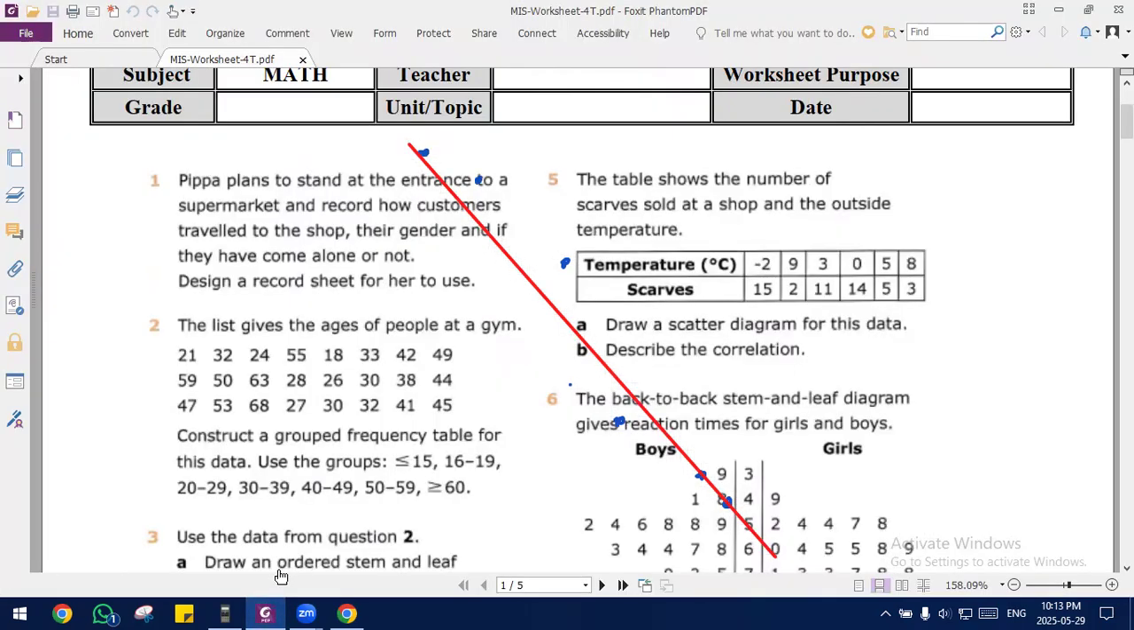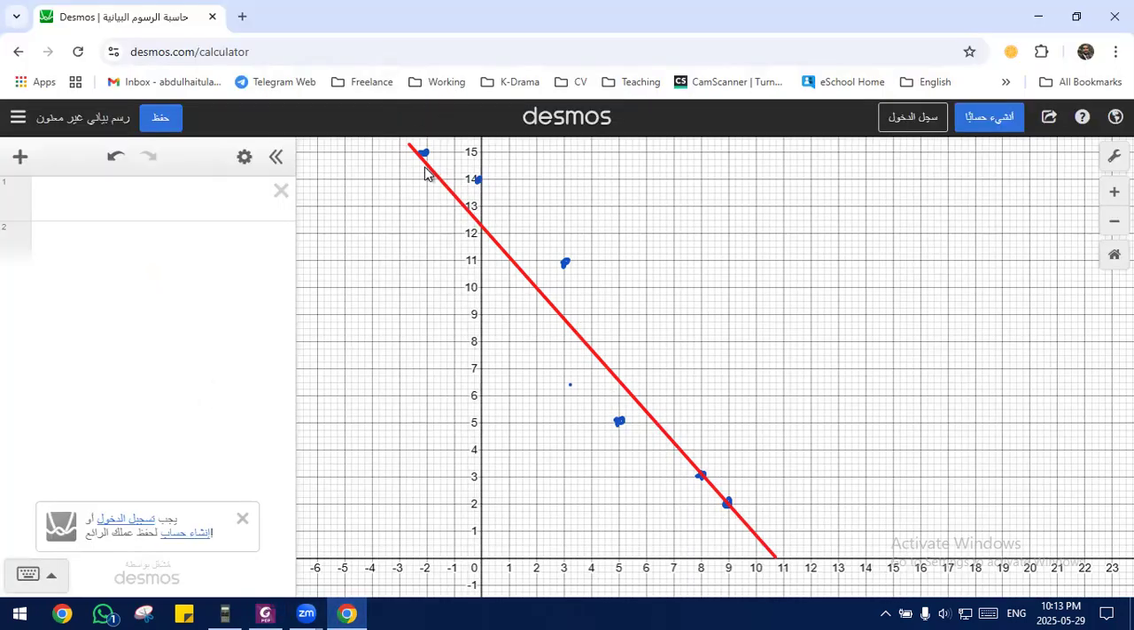It said describe the correlation, okay? Let's look at the graph again. Let's look at the line. We read it as I said in the class, like English, from left to right. From the left of this, from up, from left to right, what is happening? I'm going down. So here we say we have negative correlation because it's going down, okay? So we have negative correlation, which means when the temperature increases, the number of scarves decreases. So it's a negative correlation.